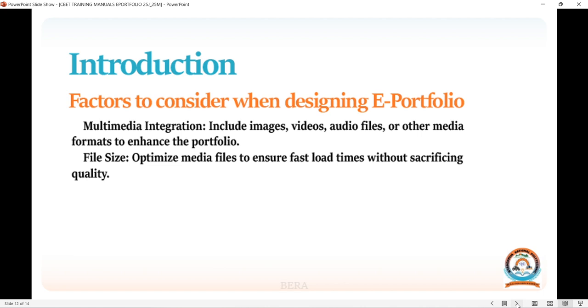When it comes to interactivity and multimedia integration, include images, video, audio files, or other media formats to enhance the e-portfolio. Consider the file size, and optimize media files to ensure fast load times without sacrificing quality. Don't upload pictures of extremely high quality, which will occupy more space and take time to load. I always consider cropping the picture so that you focus on the center of what you are doing. If it includes unnecessary background, you can always crop it.